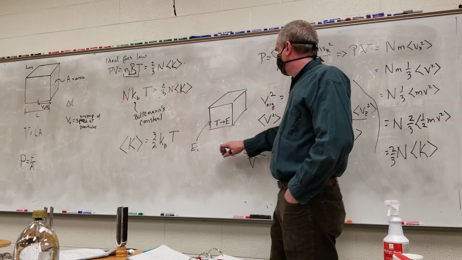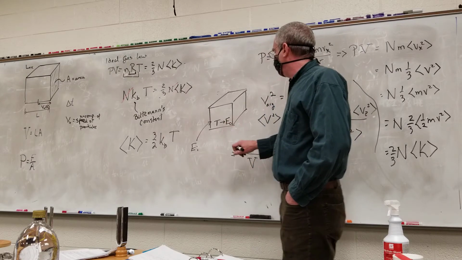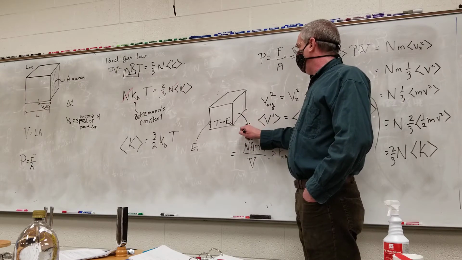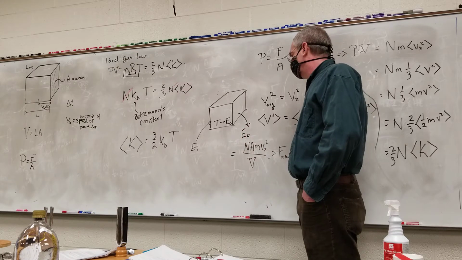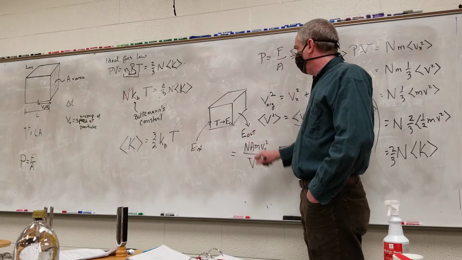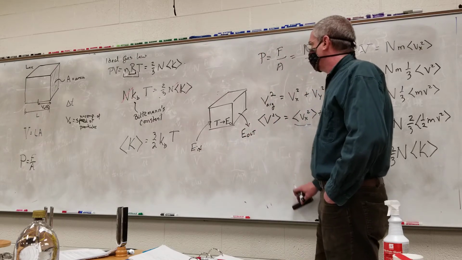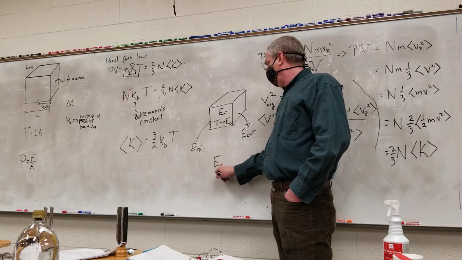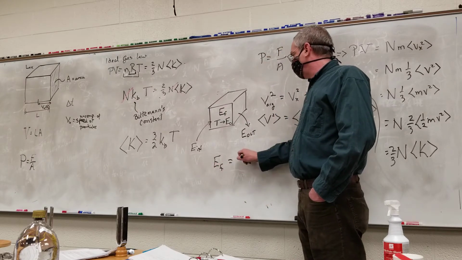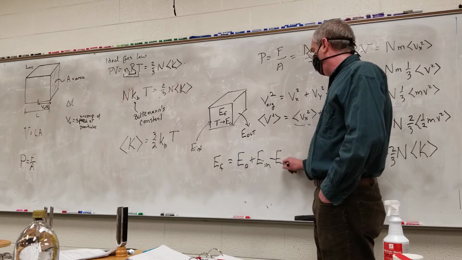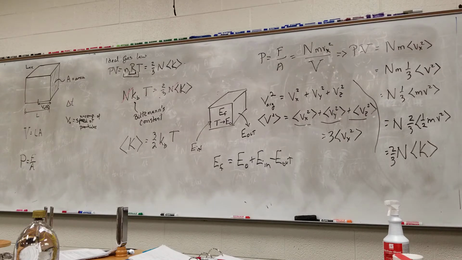I'm going to call this E sub 0 for sort of the original amount of energy we have. Energy can come out. In and out. Then the final amount of energy I have in here is, well, I start with a certain amount. I add energy in. I take energy out. It's nothing particularly spectacular there.